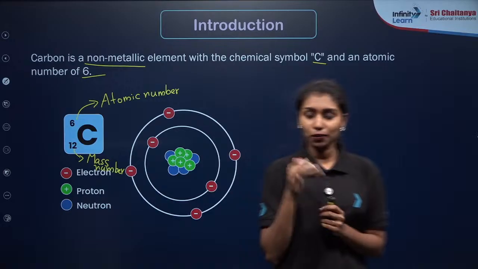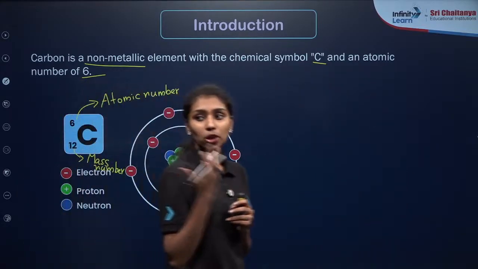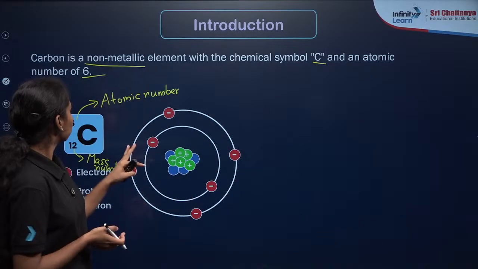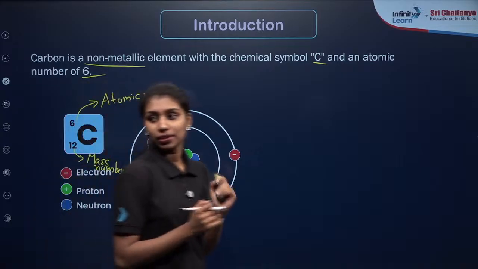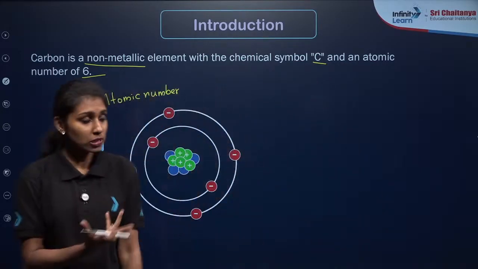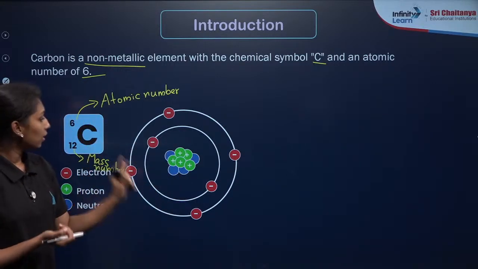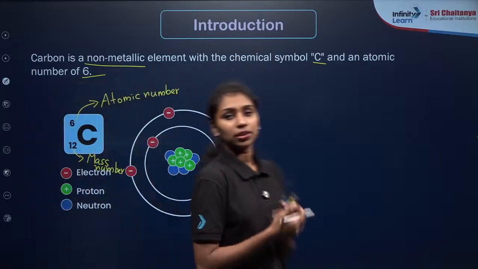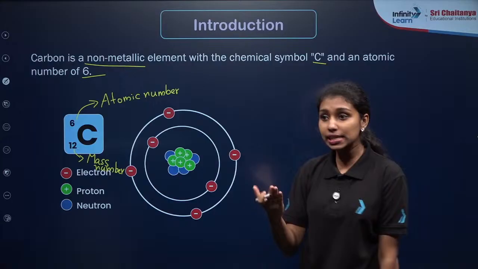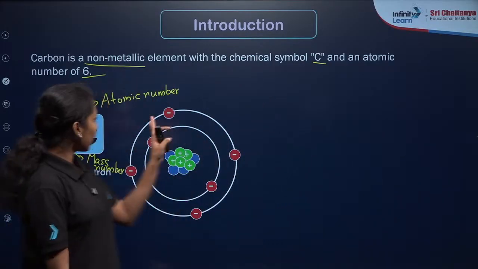Yes, organic is a part of carbon. Whenever carbon forms compounds with other elements, they will form organic compounds, right? So what do you mean by atomic number? Yes, it will be the number of protons present in the element. So what will be the number of protons in the nucleus of carbon? I have already mentioned it has the atomic number of 6, which means that it must have 6 protons, right? Yes, so they have 6 protons.